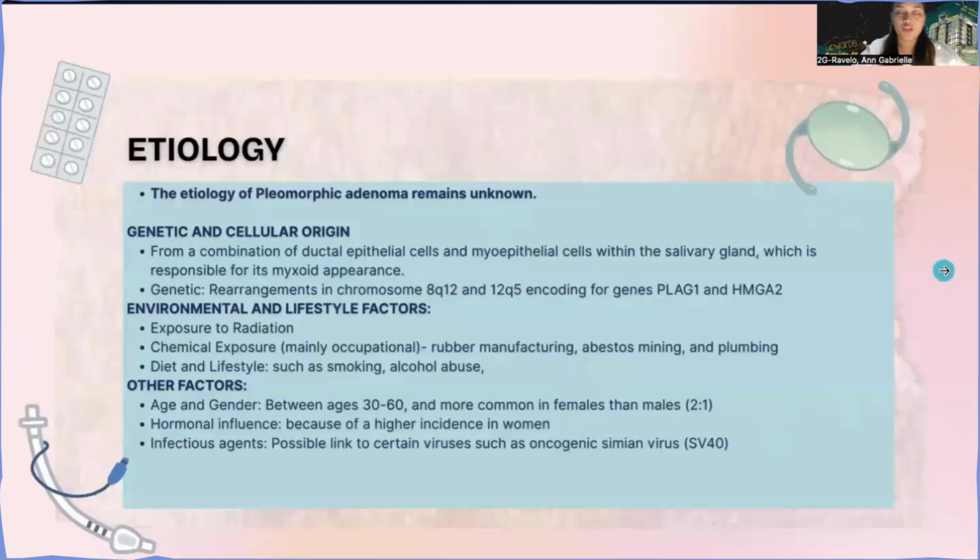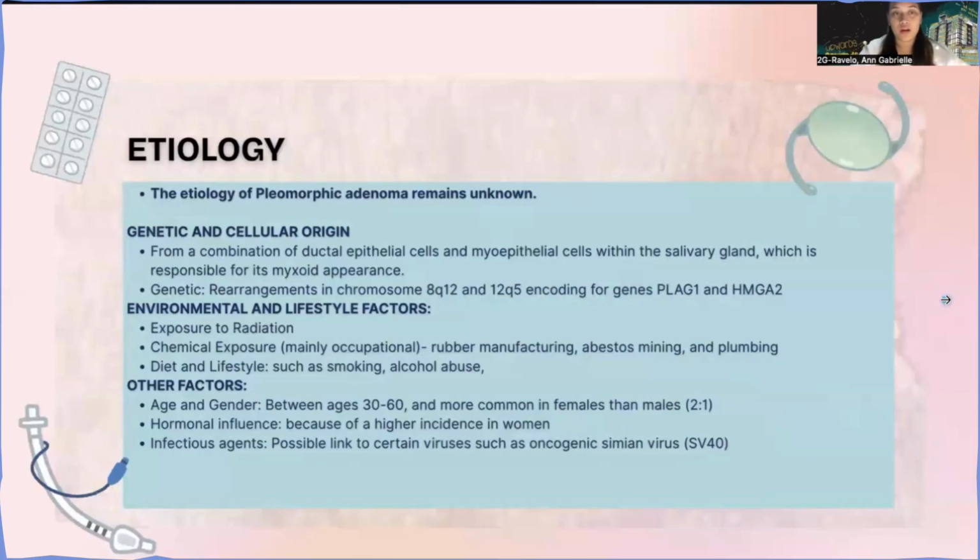So for the etiology of pleomorphic adenoma, it remains unknown and may be influenced by genetic and cellular origin from a combination of ductal epithelial cells and myoepithelial cells within the salivary gland, which is responsible for its myxoid appearance. Genetic rearrangements in chromosome 8 in the long arm of region 1 band 2 and chromosome 12 in the long arm of region 5, which encodes for genes PLAG1 and HMGA2.